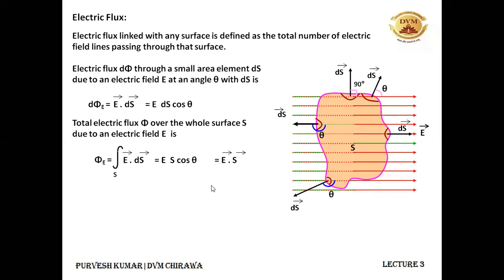Again, I'm telling you, the electric flux is a scalar quantity, but it is a property of a vector field. Why so? Because electric field is a vector. It is a property of the electric field, that how many electric field lines are passing through a given surface. It's a property of a vector field, but it is scalar in quantity.